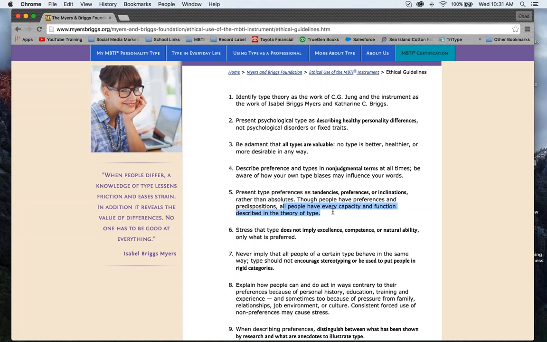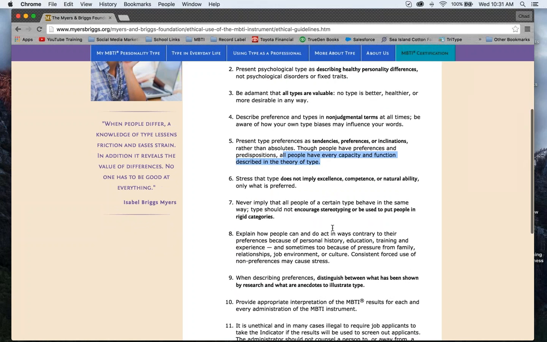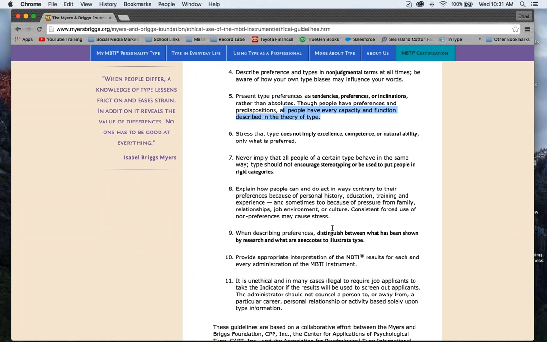I think this is a major, major problem in typology, and it tends to segregate. Typology isn't designed to segregate. It's a personal thing that you use to move forward, figuring out what your starting point is. All right, so moving down, stress that type does not imply excellence, competence, or natural ability, only what is preferred.